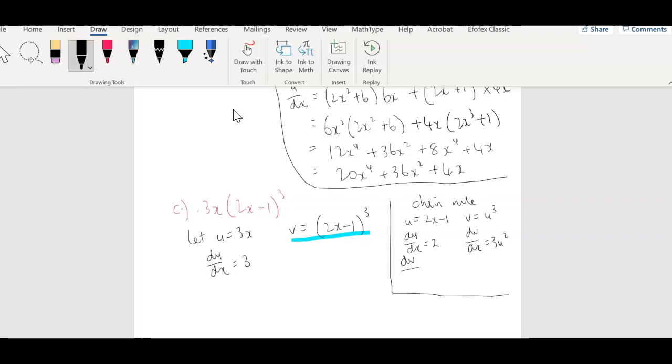So dv/dx, and I just realized I wrote x there, it should be u, dv/du.